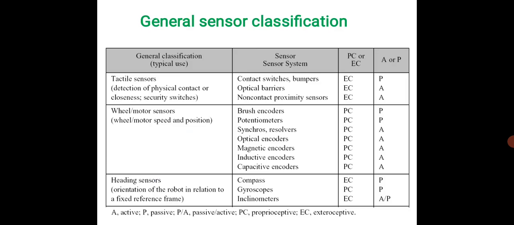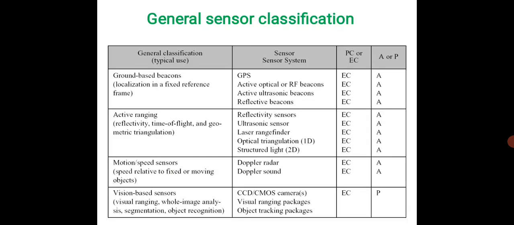This table shows the general sensor classification. You can see the tactile sensors, wheel motor sensors, and heading sensors. Here we can see whether each represents an internal state or external state, and similarly whether it is active or passive. This again shows sensors that are ground based, motion based, vision based, or active ranging sensors.